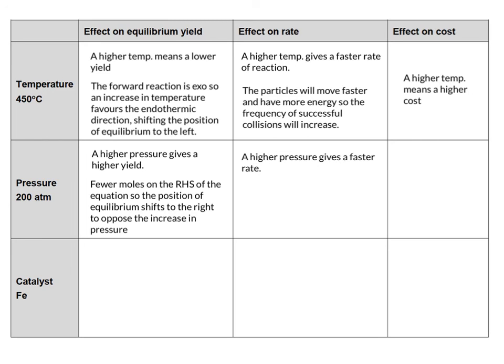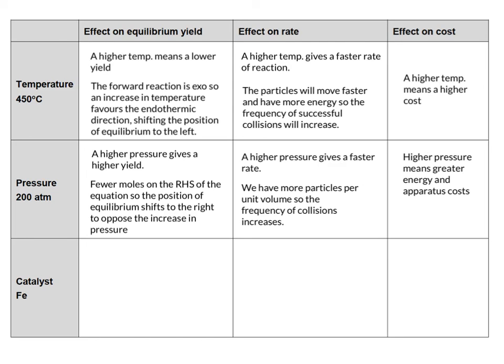Higher pressure gives a faster rate of reaction. We have more particles per unit volume, so the frequency of collisions increases. There is a cost implication, though, with such a high pressure. Pressure costs money because it requires more energy, but it also requires better equipment, and that has its own cost too. So we've got a greater energy and apparatus cost.